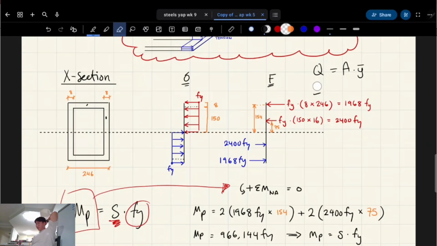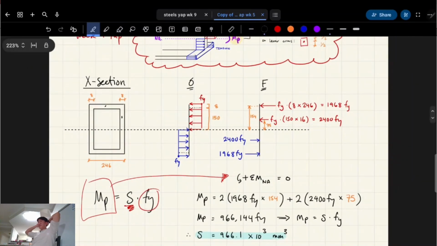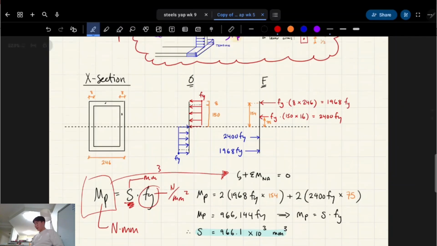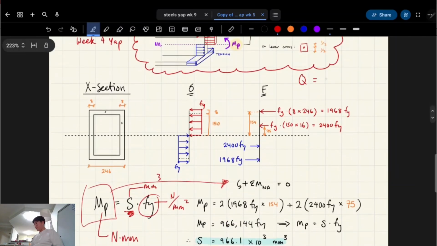I'll have to think about that. I think it's better just to think of it like the plastic moment, where you multiply by the force and then divide out the force. This one is in Newton millimeters, and this is in millimeters cubed, and this one is in newtons per millimeter squared. I guess the first moment of area is in millimeters cubed. It's in similar units, but I don't know if it's the same thing.